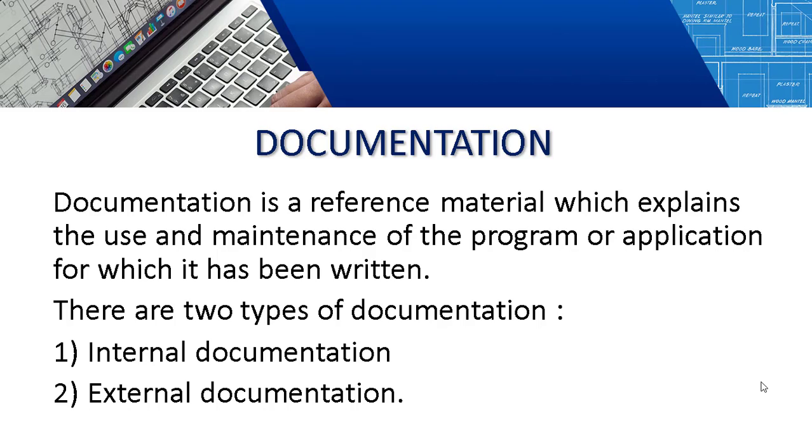The other type of documentation is external documentation. This is useful to the user, administrator and the developer. They will use the external documentation. It will give the information about the application, what type of application the program is doing or the entire software is doing. This kind of information will be given to the user, administrator or the developer. There are three types of documents in the external documentation, that is user manual, administrator manual and developer manual.